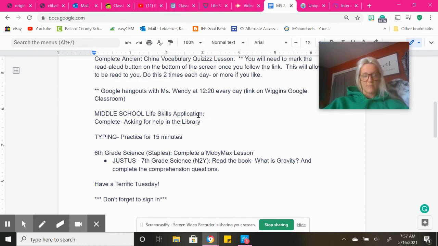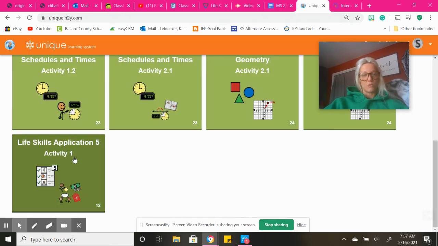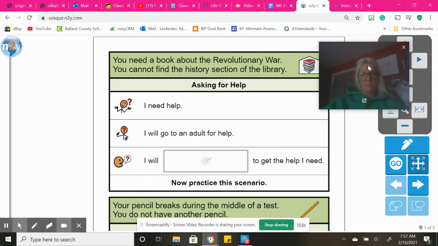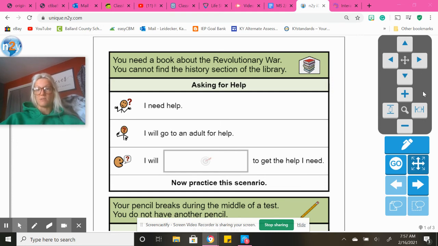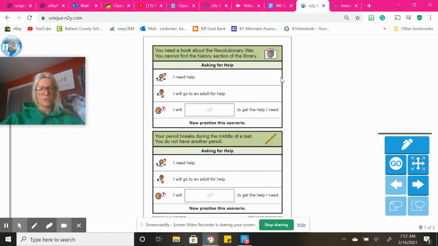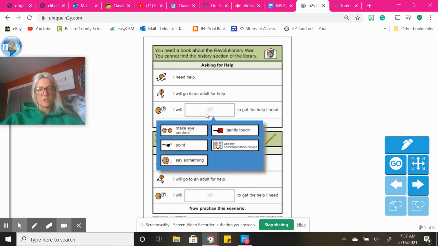And then your guys' life skills application is asking for help in the library. So our life skills application box, if you click on it, it's going to ask you, you need a book about the Revolutionary War, but you cannot find the section of history in the library. Asking for help. So knowing you'll need help to find that section, knowing that you'll need to go and ask for the adult to help you. And how are you going to ask for help? Are you going to make eye contact to get help? Are you going to point in the direction you think you want to go? Are you going to say something out loud like, I need help finding the history section in the library? Or are you going to gently touch that person and get their attention? Or are you going to use a computer and look for it on the computer in the library?